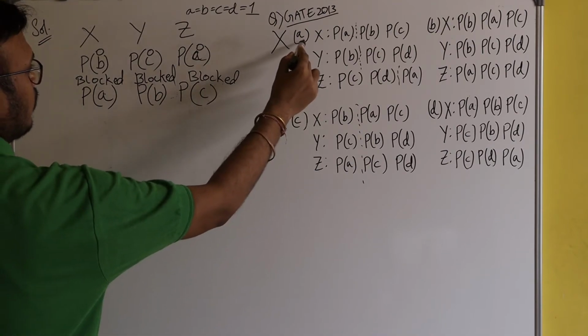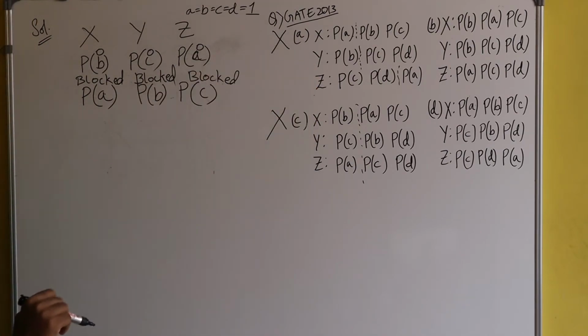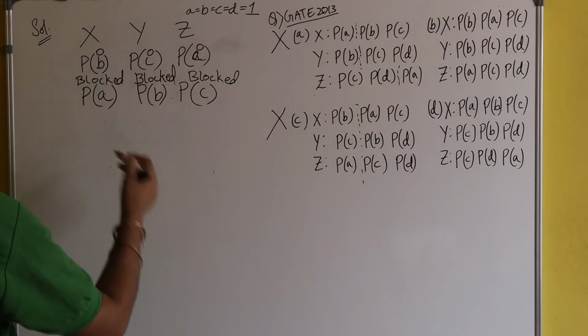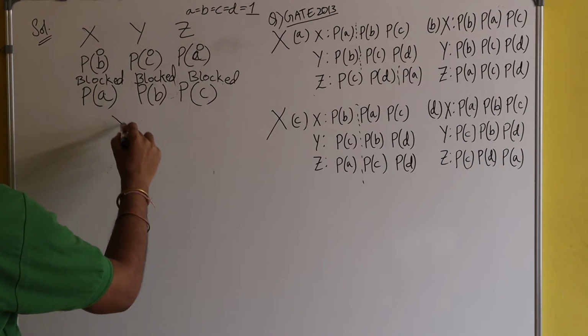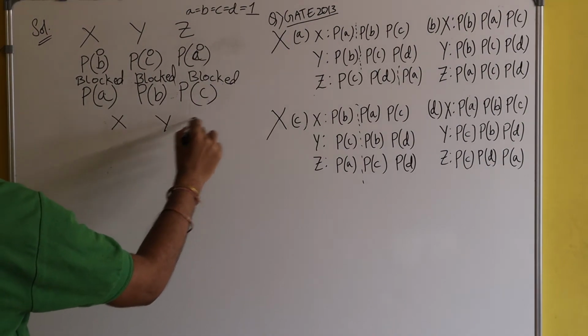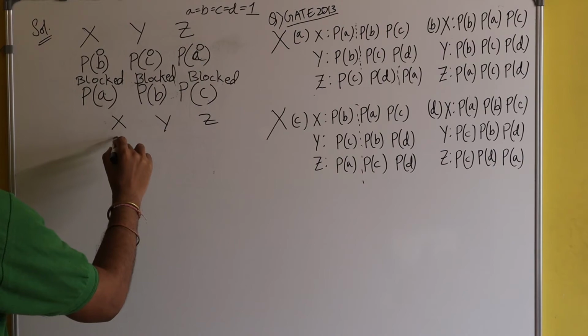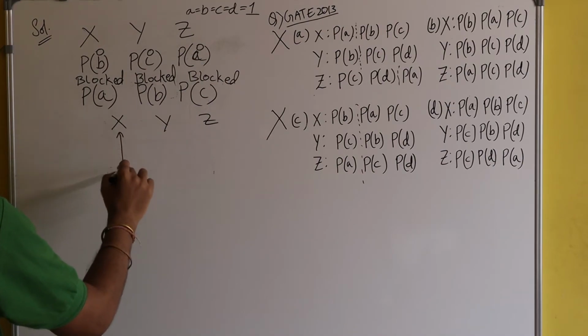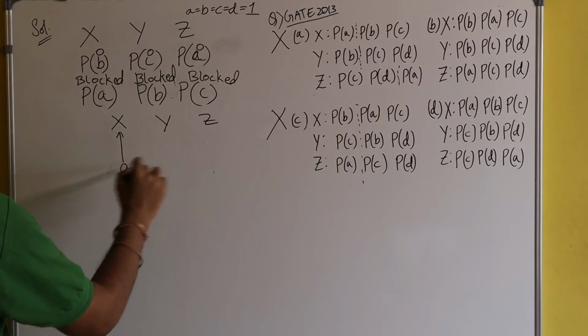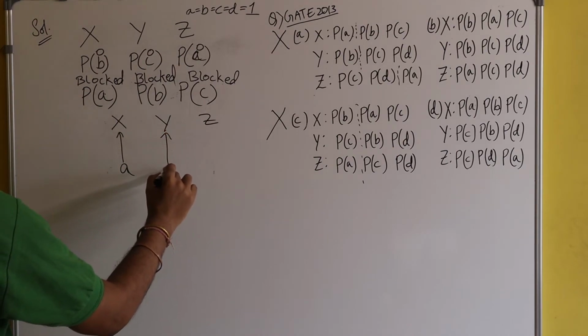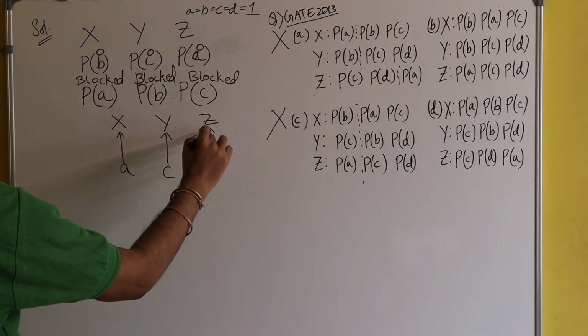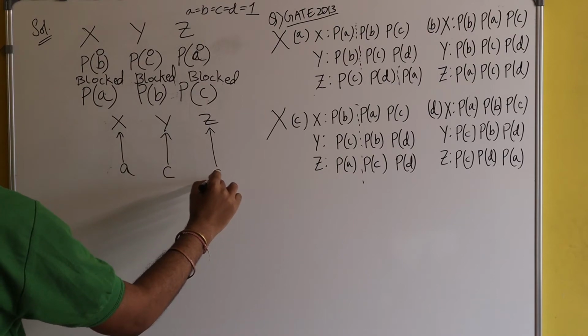Both in option A and option C, we can detect a deadlock. And also in a cyclic diagram, you can write it like this. There are three processes X, Y, Z. Process X has successfully applied P operation on A. Process Y has successfully applied P operation on C. Process Z has successfully applied P operation on A.